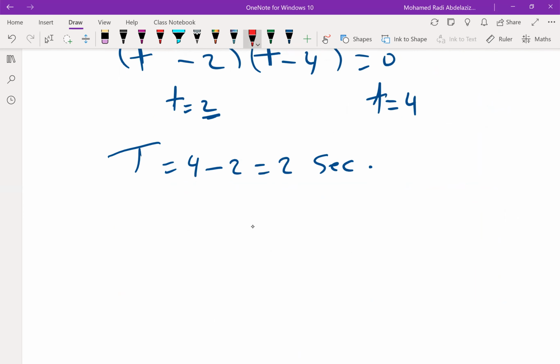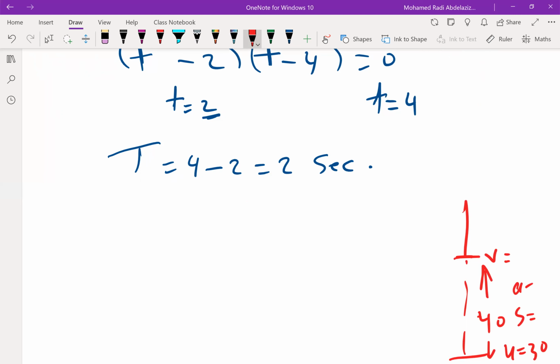How? We can find the final velocity when the displacement is exactly 40. We already have initial velocity 30, displacement 40, acceleration -10, so you can find the final velocity. Use this final velocity as the initial velocity in this part, and you will get the duration time when V is equal to 0. Then multiply this time by 2, and you will get the same answer.